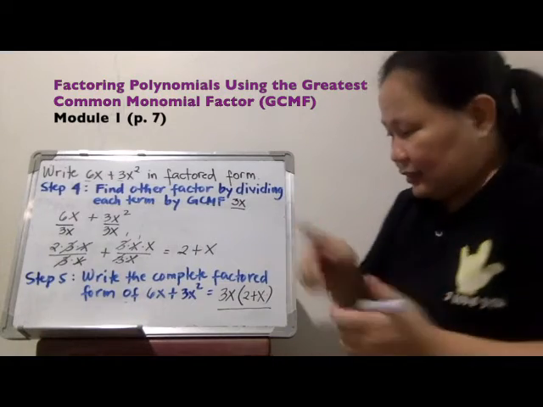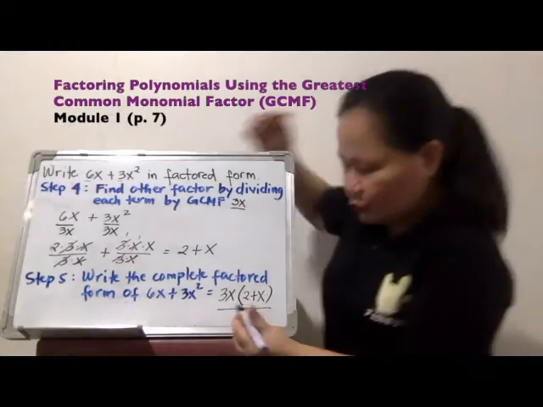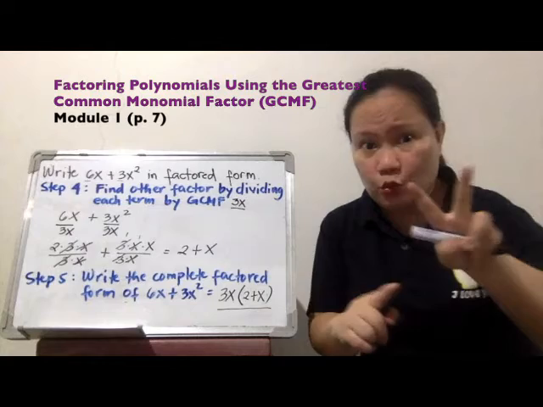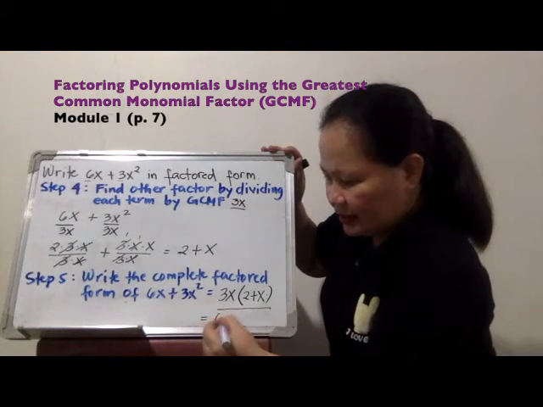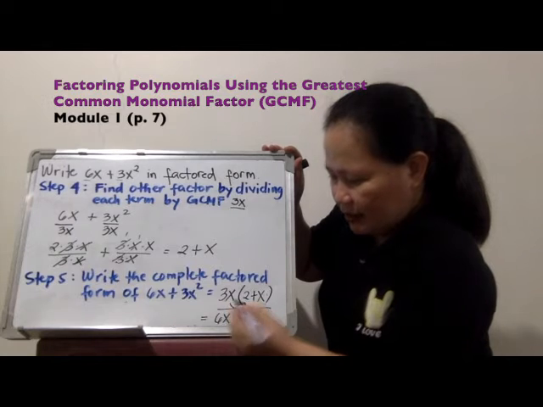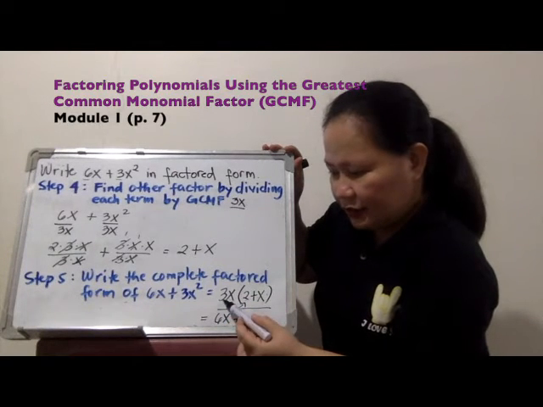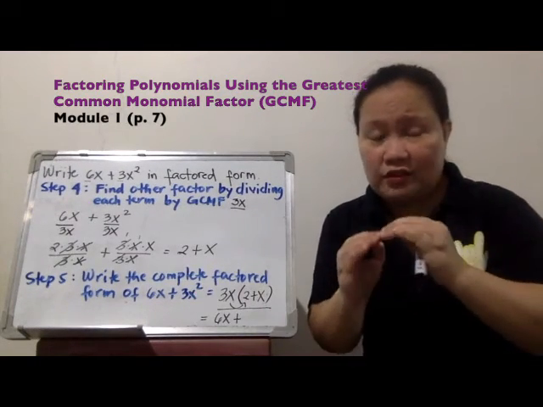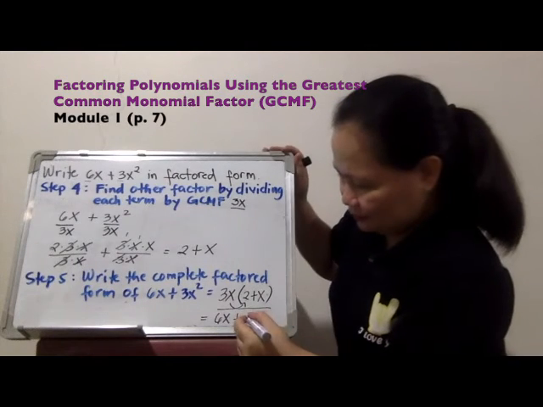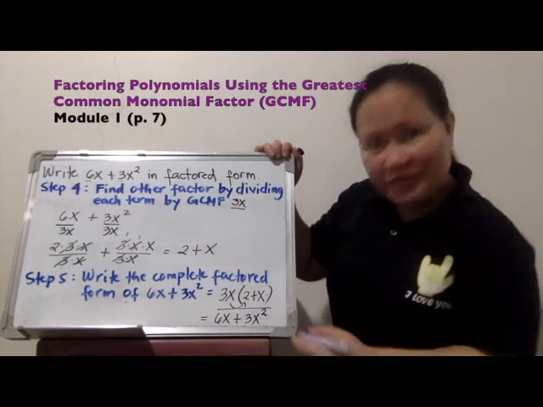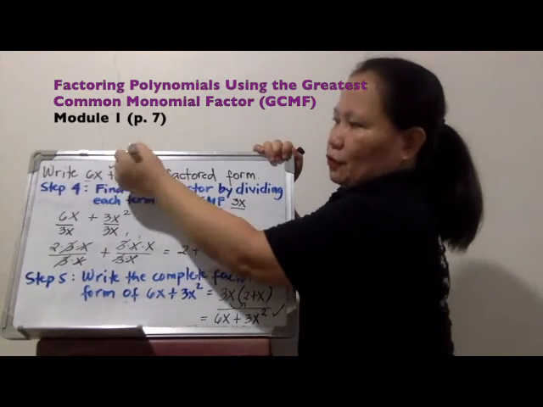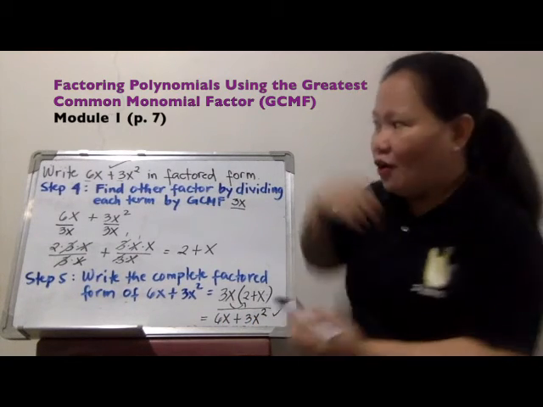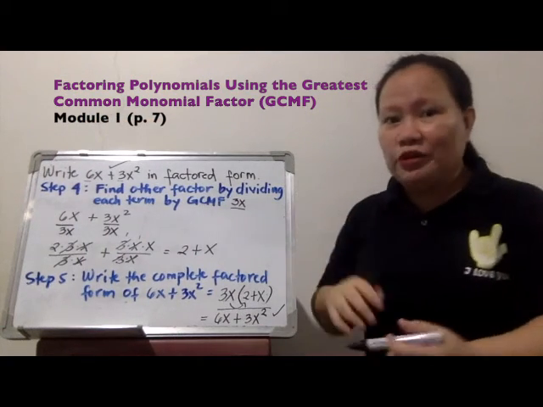So we try to check it. Let's try to multiply this one. 3x times 2 equals 6x. And then copy the operation sign plus 3x times x. 3x times x equals 3x squared. So it's checked. It's the same as the original form. This one is just the factored form of these two monomials or the polynomial.